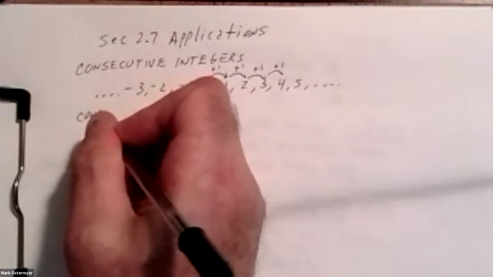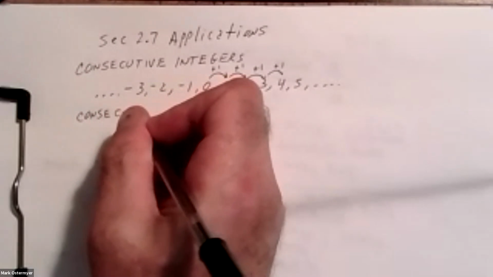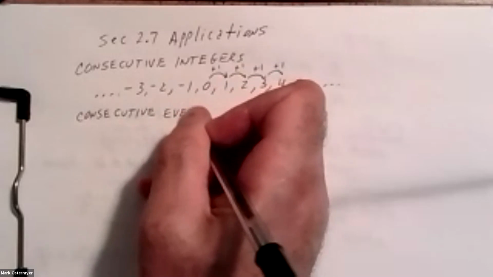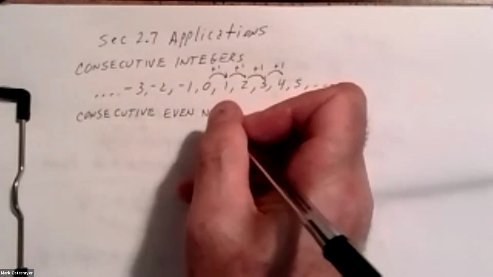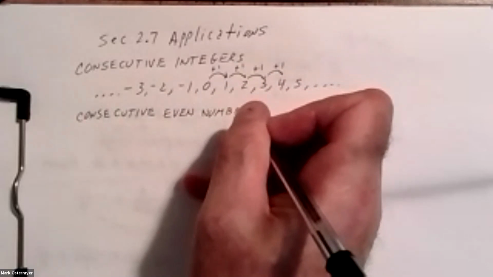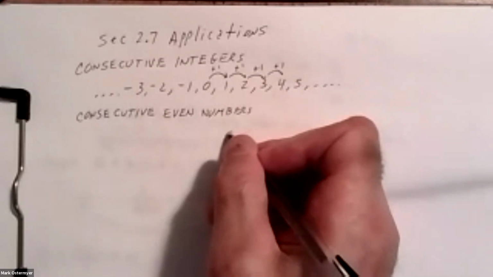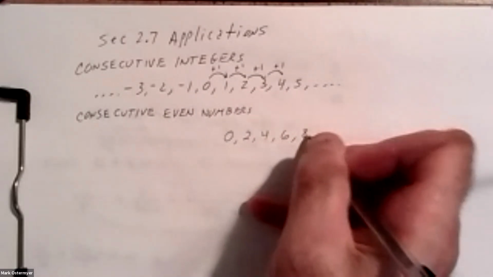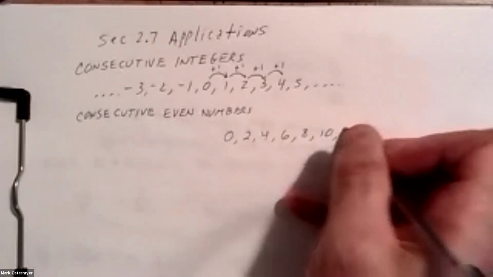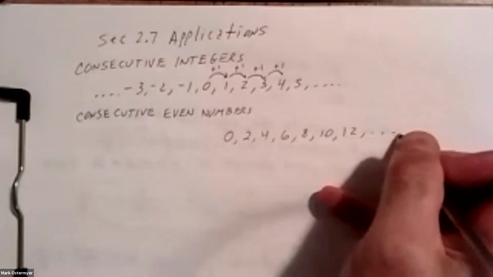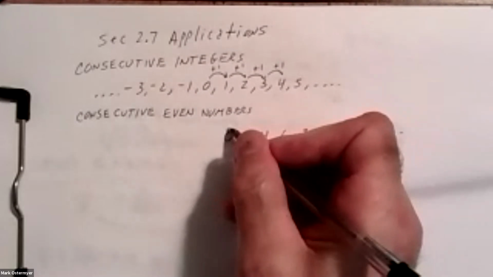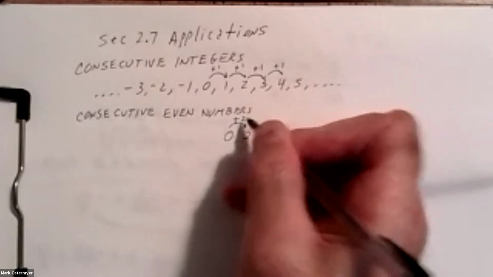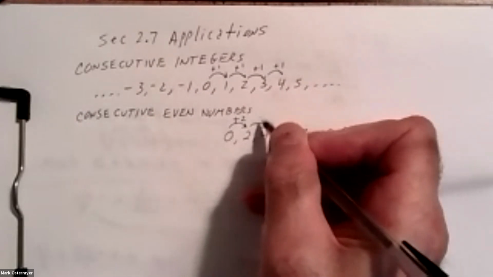What are consecutive even numbers? Consecutive even integers or numbers? Well, that would be like 0, 2, 4, 6, 8, 10, 12, etc. To go from any even number to the next consecutive even number, you got to add what to it? Notice you have to add 2 to it.